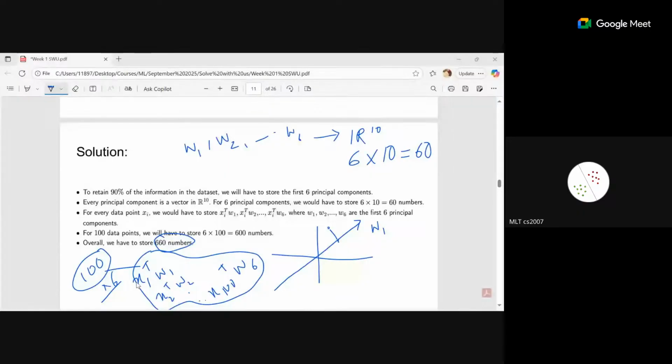Yes. Basically, it's that total number: you have to figure out how many numbers you need to store if you want to retain 90% of the information. I think this should be 1, right? And then you do it for 6 of them, so 600. So is this clear?